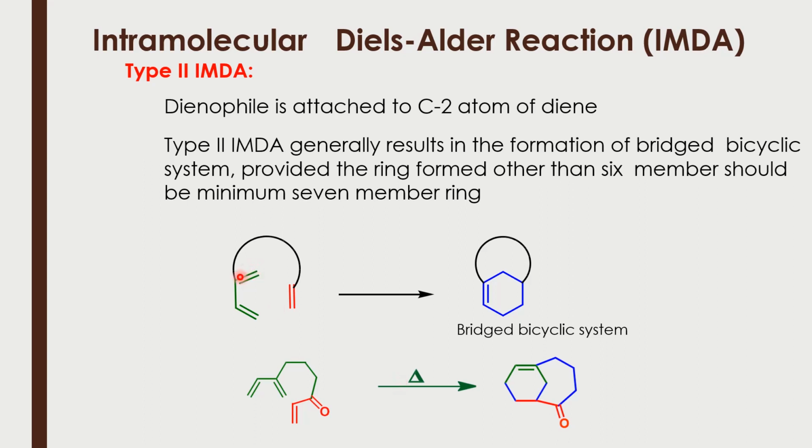But suppose the dienophile is part of the substituent attached to the C2 carbon of the diene, then you end up with a bridged bicyclic system as is shown here. So this is C1, C2, C3, C4. I have the substituent on C2 and the dienophile is part of that substituent. So this will give rise to a bridged bicyclic system.